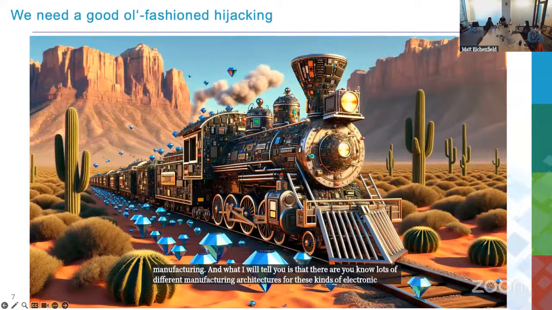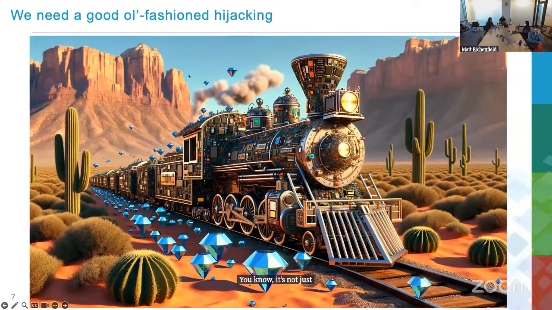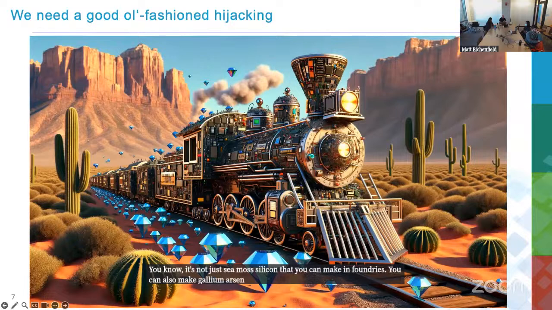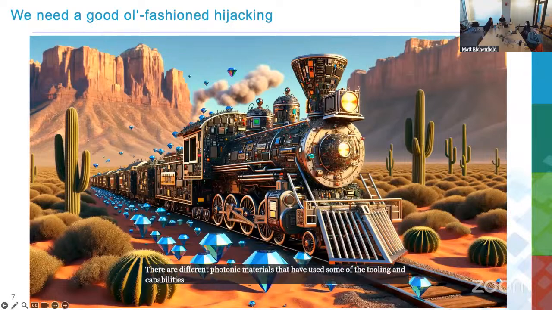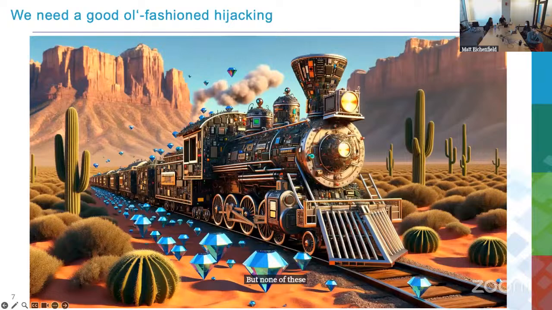You know, Shelby talked about some of these, but it's not just CMOS silicon that you can make in foundries. You can also make gallium arsenide based electronics in foundries, gallium nitride based power electronics in foundries, silicon carbide based electronics in foundries. There are different photonic materials that have used some of the tooling and capabilities. Lithium niobate is a very popular material for the kinds of photonic integrated circuits that we make. If you listen to Marco Longcar's lecture earlier this week, you would have heard a lot about lithium niobate, but none of these other materials can rival what can be done in silicon CMOS foundries, okay?